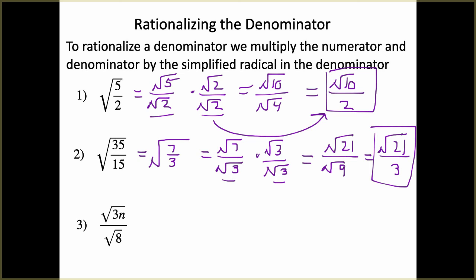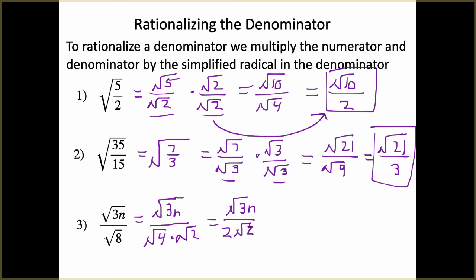And again, before we rationalize the denominator, we want to simplify if we can. Well, the square root of 3n cannot be simplified. We cannot pull out any perfect squares out of 3 or n, but we can simplify the square root of 8. And we can break that into the square root of 4 times the square root of 2. And when we do this, we get the square root of 3n over 2 square roots of 2. So the square root of 4 is 2.